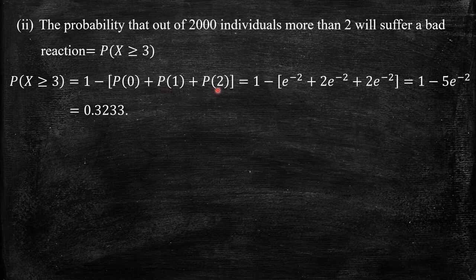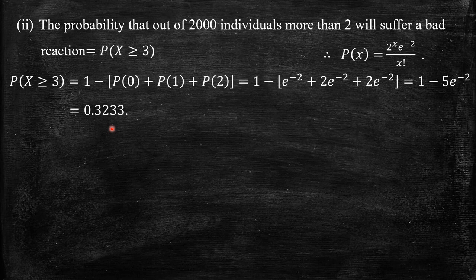Since the probability function here is 2 power x e power minus 2 by x factorial, I can substitute x equal to 0, 1, 2 here. So I get 1 minus, when x is 0, that is 2 power 0 by 0 factorial, 1, into e power minus 2. When x equal to 1, 2 power 1 by 1 factorial, that means 2 e power minus 2. When x equal to 2, we have 2 square by 2 factorial, that is 4 by 2, that is 2 e power minus 2. So it simplifies to 1 minus 5 times e power minus 2, which is nothing but 0.3233. So that is the answer.